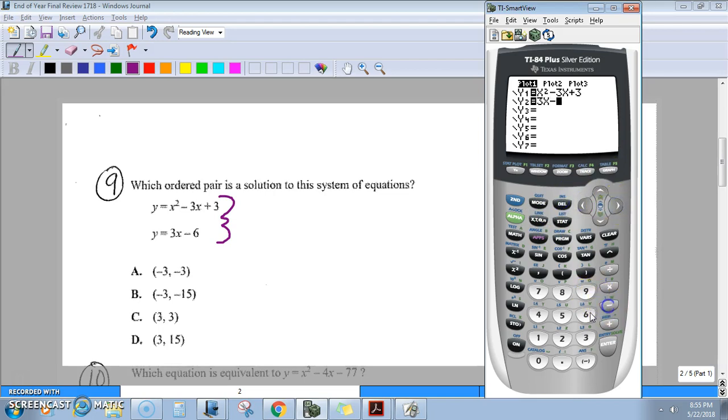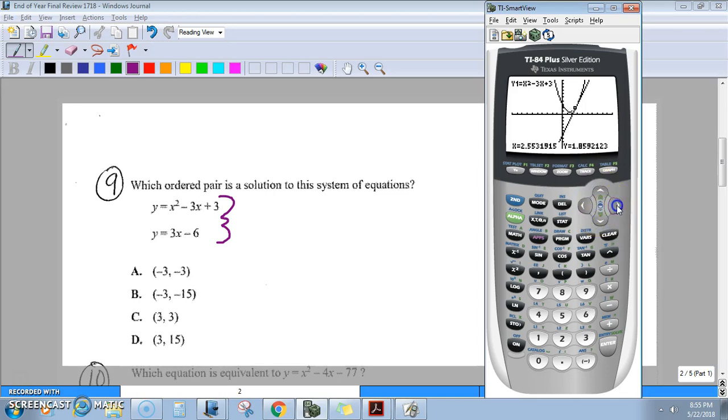And I think a zoom 6 will do this, our basic negative 10 to 10, negative 10 to 10. There's the parabola. The first one, cool. There is the linear one. And here's a trick for you guys. If you trace, where's my little guy? Trace. Ah, there he is.